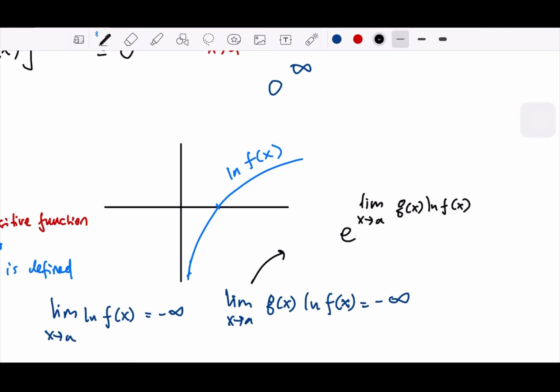This will result in e to the power of negative infinity, which, if you can visualize, is equal to 1 over e to the power of infinity. And if you can imagine that through the graph of e, this will result in 0.